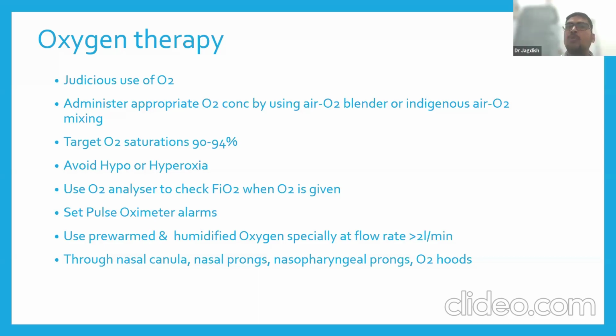If you are not heating, if you are giving cold air, the cold air will induce bronchospasm. If you are not humidifying the air, what will happen? There will be drying of secretions, more crusting inside the airway. The dry air can damage the cilia, the microvilli in the alveolar wall, and that can again lead to more risk of infection. So anytime we are giving a high flow, it has to be heated and humidified.